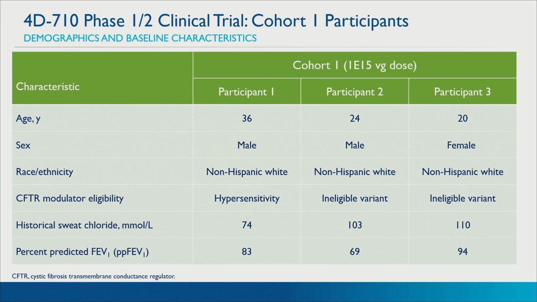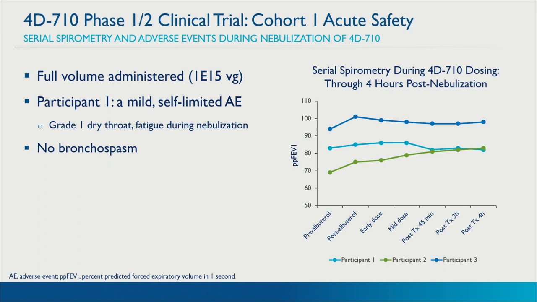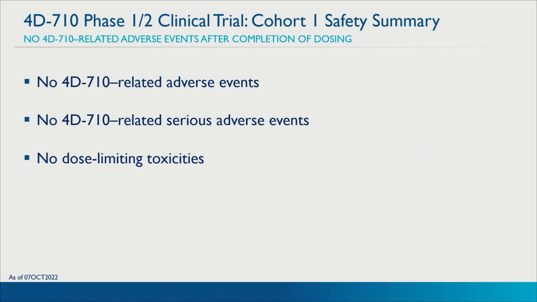So all of them received the full administration of the initial dose. One participant had a mild, limited AE of dry throat and fatigue during the administration. But as you can see, there was no bronchospasm in this participant or the other two, as evidenced by the figure on your left. So percent predicted FEV1 is on the y-axis, and pre and mid and post-dosing FEV1 is shown across the x-axis. So to summarize the safety, there were no 4D710-related adverse events, no serious adverse events, and no dose-limiting toxicities.